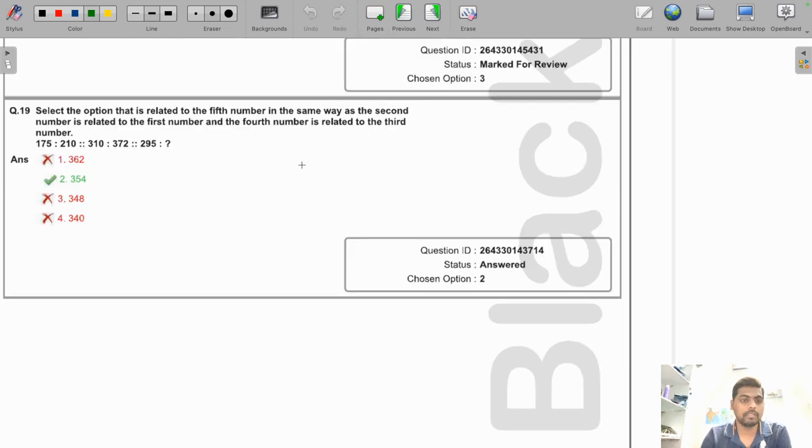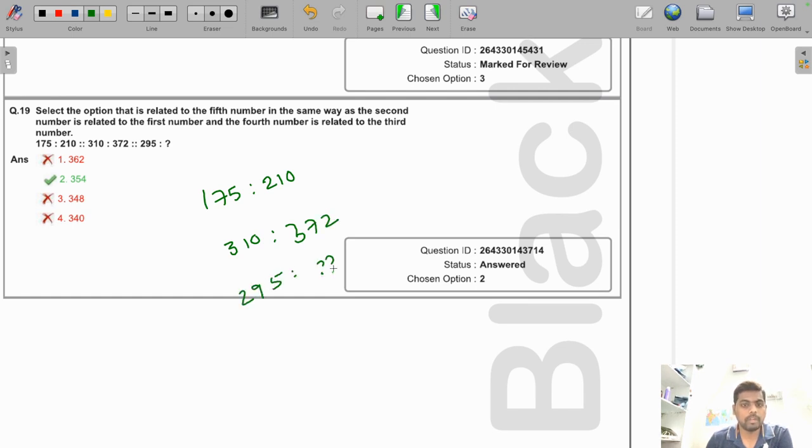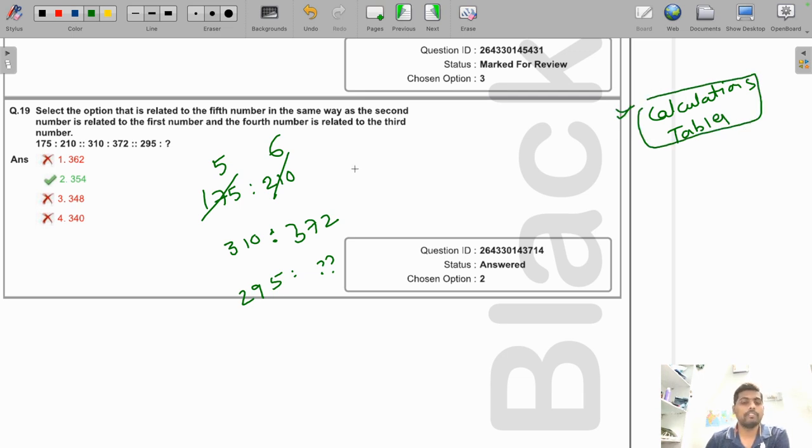Let us solve the next question, guys. They have given 175, 210, which are the two numbers, and 310, 372, and they're asking which one will come for 295. So always try to get the ratios for these kind of questions, it will be easy. 35 into 5, 35 into 6. I'm again reiterating that you should have good command over calculations and mathematics, and you should have good command in tables also, then only you will solve these kind of questions quickly.